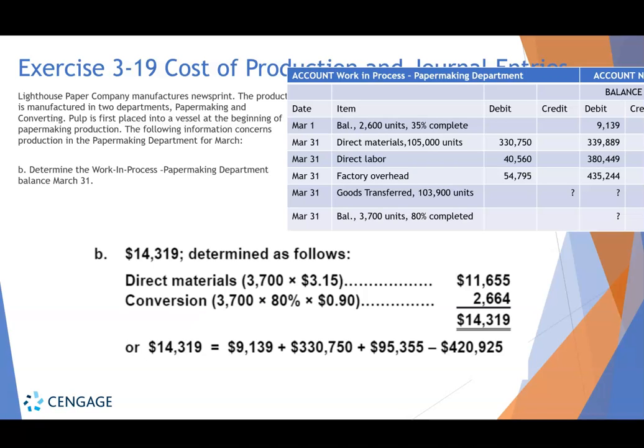Determine the work in process at the end of the period. Well, we've got 3,700 units times the materials of 3.15. We've got 3,700 units, 80% complete, times the conversion cost per unit of 90 cents, gives us the 2,664. So we've got 14,319 in the cost on hand at the end of the period.